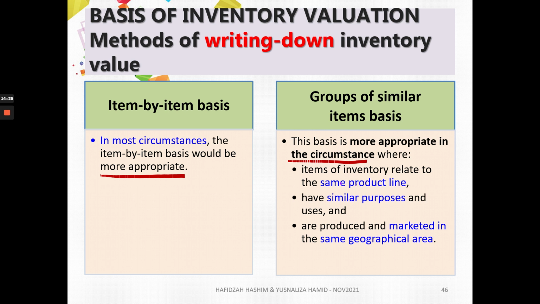Group of similar item basis is more appropriate in circumstances or situations where you have an inventory that relates to the same product line, to similar purposes, and they are marketed in the same geographical area. So we will be looking into this in our example.